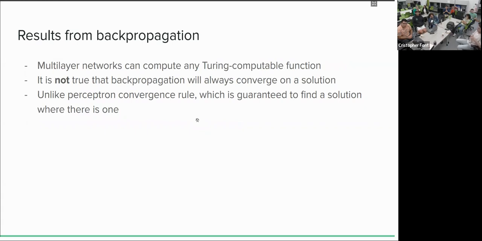Some interesting results from backpropagation. Multi-layered networks can compute any Turing computable function, but it is not true that backpropagation will always converge on a solution. And that's unlike the perceptron convergence rule for linearly separable functions, which will always converge on a solution.